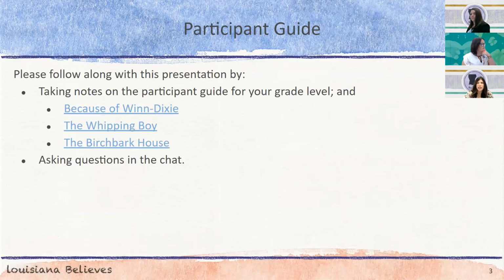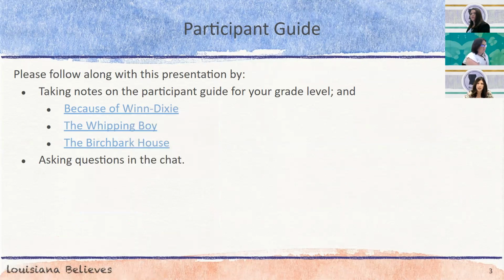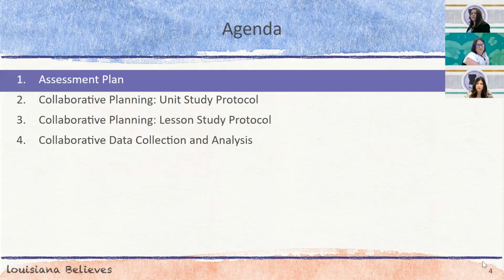Throughout this session, you will need access to a participant guide for your grade level. Please select the link to the grade level that you would like to work on today when they are linked in the chat. Please make sure that you can make a copy. This participant guide will also have several links so that you will have access to the documents that we reference throughout this presentation to use at a later time.